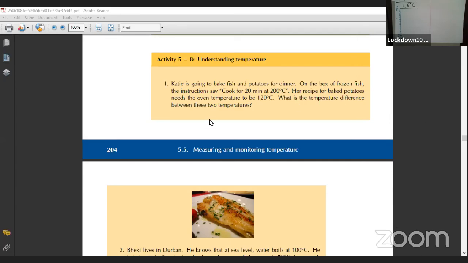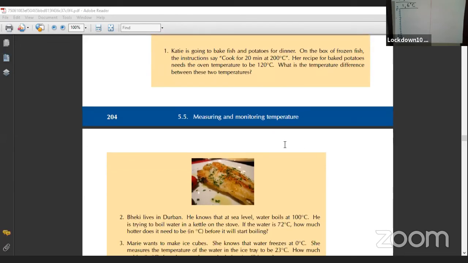Okay, so what is the difference between these two values we have here? One is saying 200 degrees, the other is saying 120 degrees. Yes, guys, it's 80 degrees. When we are calculating the difference, we need to calculate 200 degrees minus 120 degrees. That's what they are asking us, the difference.